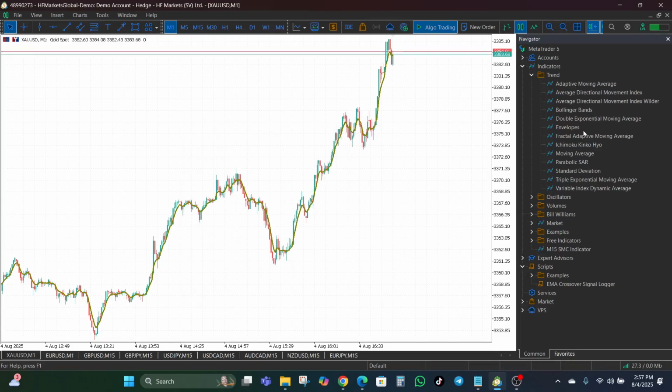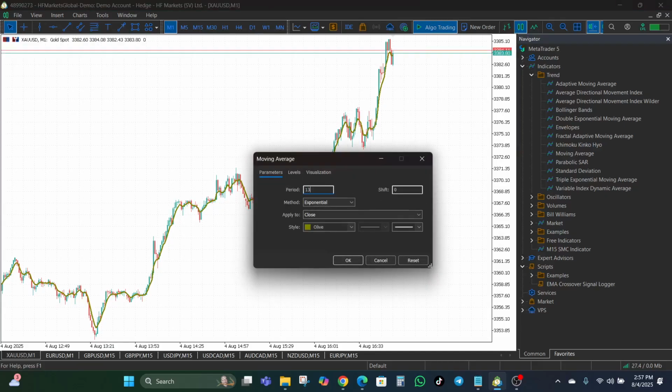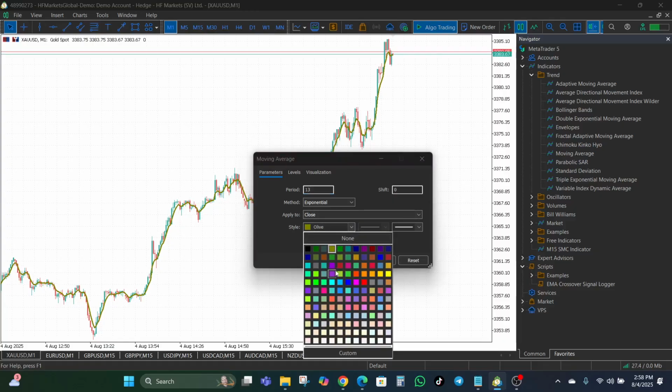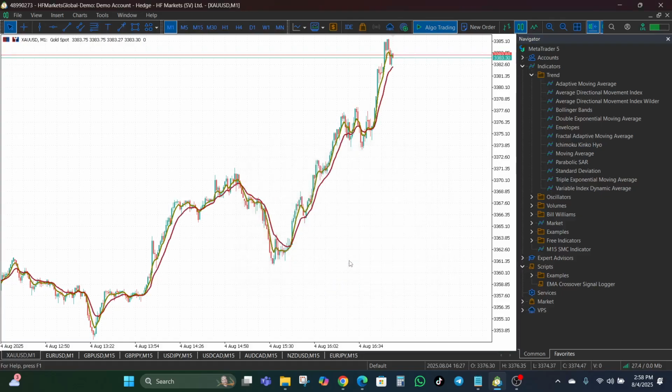Then we are going to be adding the 13 EMA. Okay, we're going to change this to 13. Remember, this is a 1 minute strategy. We're going to be changing the color for easy identification. Here we go. This is the 13 EMA. This is for medium speed.